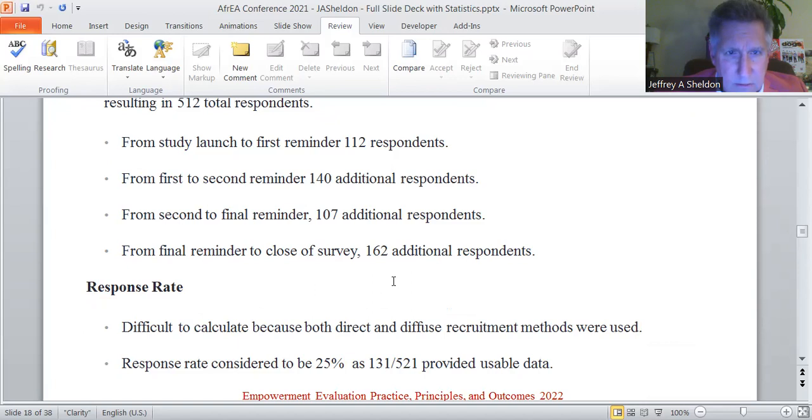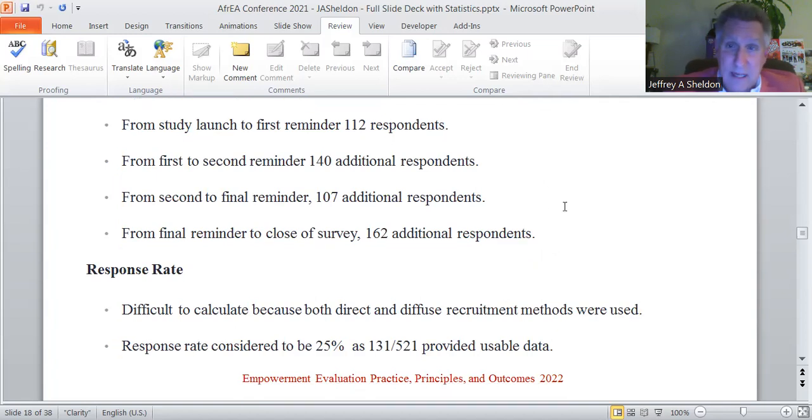I'm not sure, there's a little discrepancy here. Be that as it may, it ended up being about a 25% response rate, because 131 out of the five, I think it's 500. I think that's a typo. I think the bottom one's a typo. 131 out of 512. 25%. That's pretty reasonable. Ideally you want 100%, but you know how these things go. It's not going to be like that.